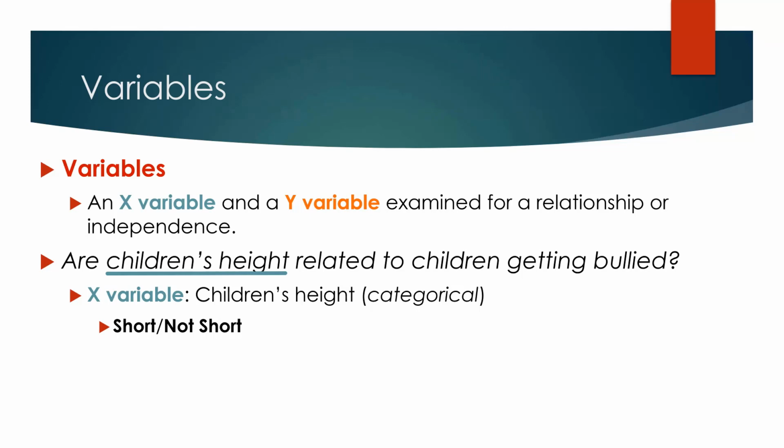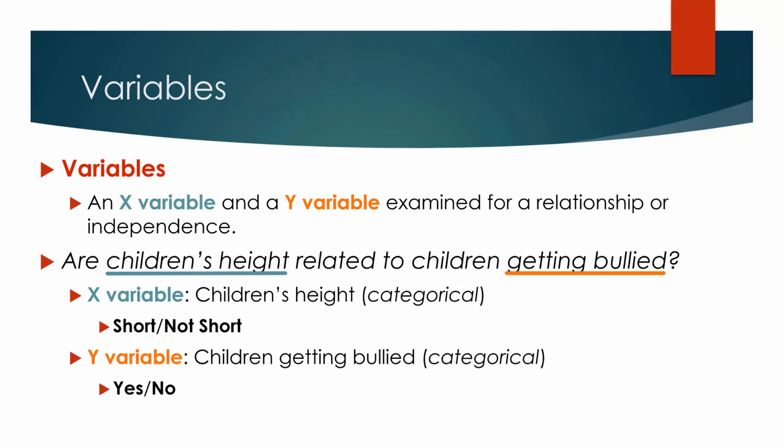Now, the second variable is going to be your Y. So that would be children getting bullied. And again, it's got to be categorical. So we have a binary category here of just yes and no. Now, the categories of each variable could be more than two, but for the sake of this example, we're only going to use two for each variable just to keep it simple. So we've got short and not short for the X, children's height, and children getting bullied is the Y, yes or no.